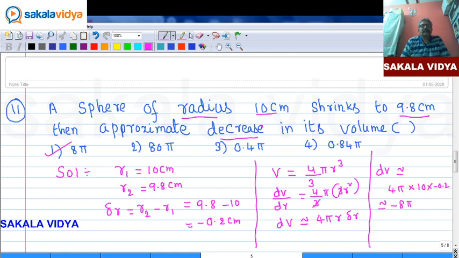Okay, r square, correct, right, that's all. So this will be 4 pi r square, approximately equal to 4 pi into r square is 100 into, this is minus 0.2, this is 20 into minus 80 pi. Yes, so 80 pi. Right.